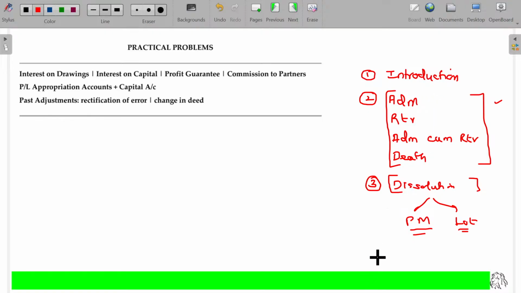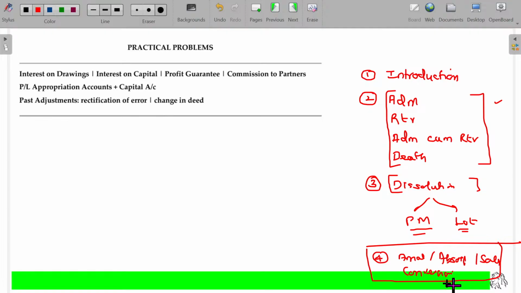The fourth block is all about amalgamation, absorption, sale to company, etc., or conversion of company. This part will be applicable only for the CMA Group 1 Inter. And also in your examination, this content is least choice, because the advanced version of this you will study at your final. Anyhow, you need to have a basic idea about these calculations at your inter level. So 1 to 3 will be common for CA Foundation as well as CMA Group 1.